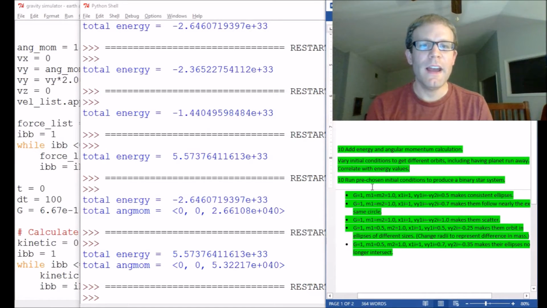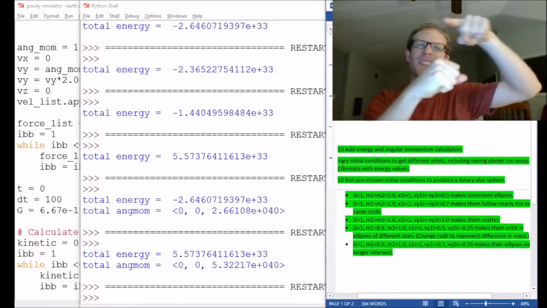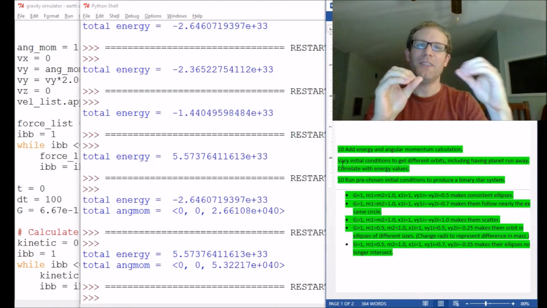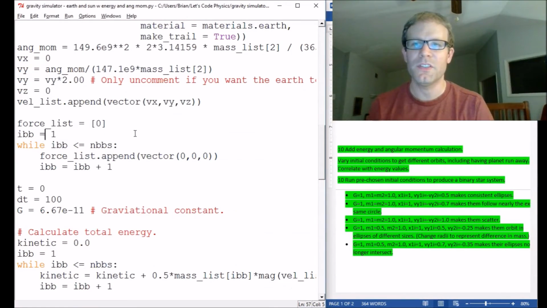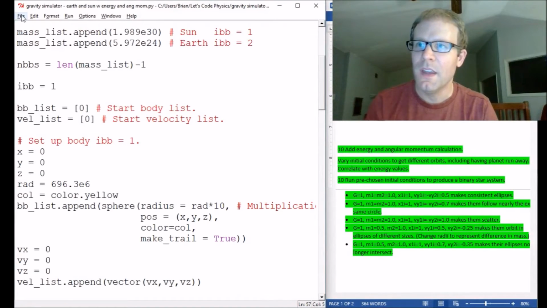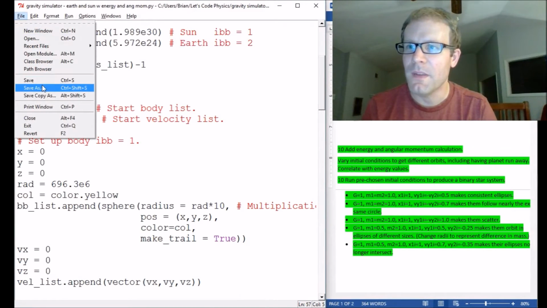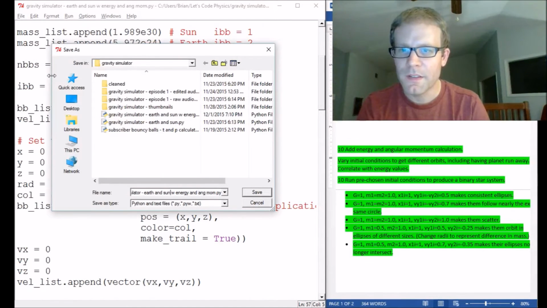We can also now study some more interesting systems. So the Earth going around the sun is obviously important, but the sun isn't doing much. It would be nice if we had two objects that had roughly the same mass. So what we're going to do is we're going to start changing some of the values that we're working with. So I'm going to save this under a different name now. And we're going to call this binary stars.